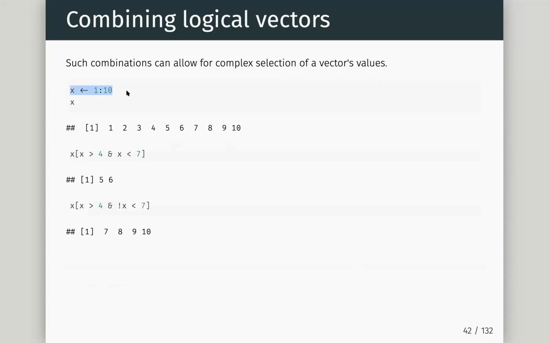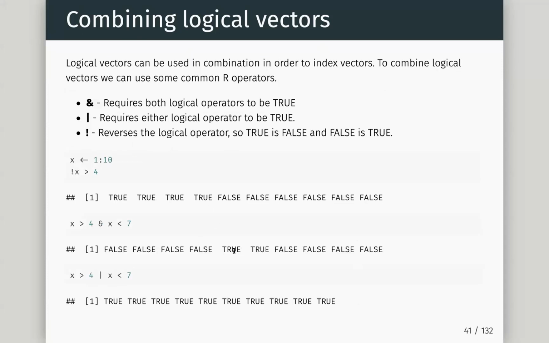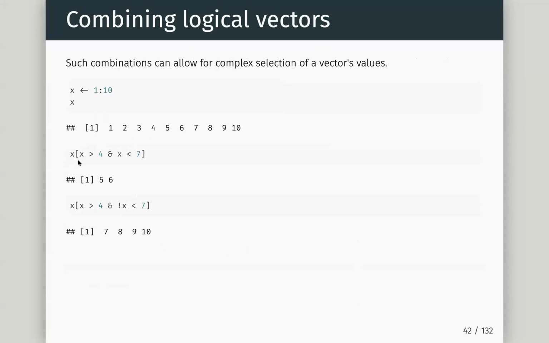So here we're going to do X is 1 to 10: 1, 2, 3, 4, 5, 6, 7, 8, 9, 10. And here I'm just going to extract those, like I showed you here, which were true: X was greater than 4 and X was less than 7. So then that's going to give me just 5 and 6.